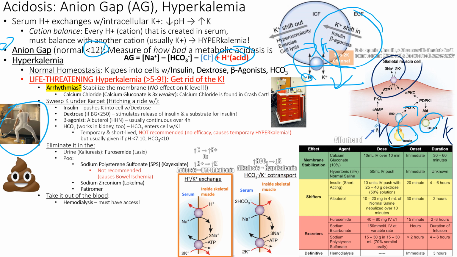And then we have a GI system. The only way potassium gets into your body is through your GI tract, right? So we give medications to poo out the potassium. And that's a definitive way to get rid of potassium. Either pee it out or poop it out, or slurp it out of the bloodstream.